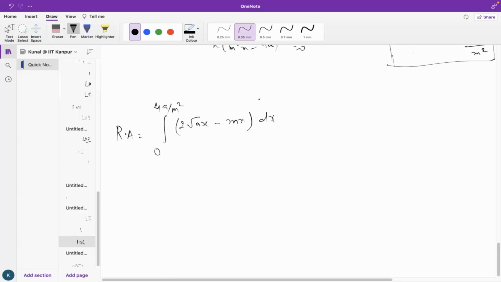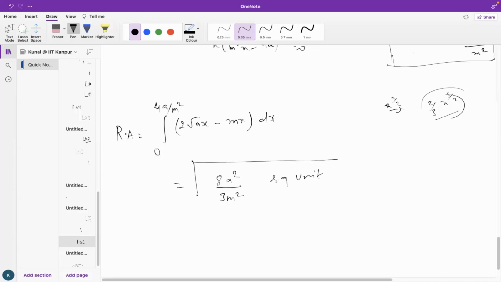So let's integrate this. So what we will get? So you have already studied integration. So let me directly write here, and its value will be nothing but 8a square by 3m. Try to solve it by yourself, because this is an easy integration. Like, what is the integration of root x? What is the integration of x power 1/2? 2/3 x power 3/2. So when you substitute in this, its area will be in square units. This is the value that will come. I hope this thing was clear to you.